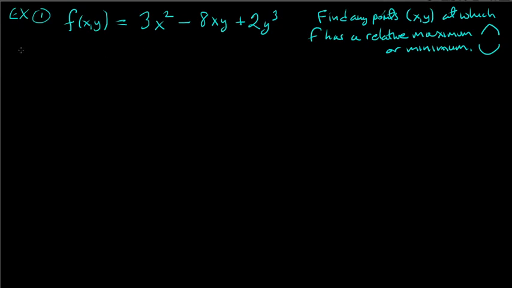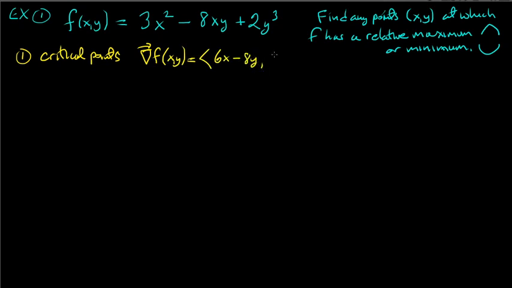Okay, so remember the process. First step is to find the critical points. So what do we need? We need the derivative. Right? We set the derivative equal to 0. In this case, the derivative is the gradient. And the components are just the partial derivatives. So we get 6x minus 8y for the first component, and then we get negative 8x plus 6y squared for the second component.